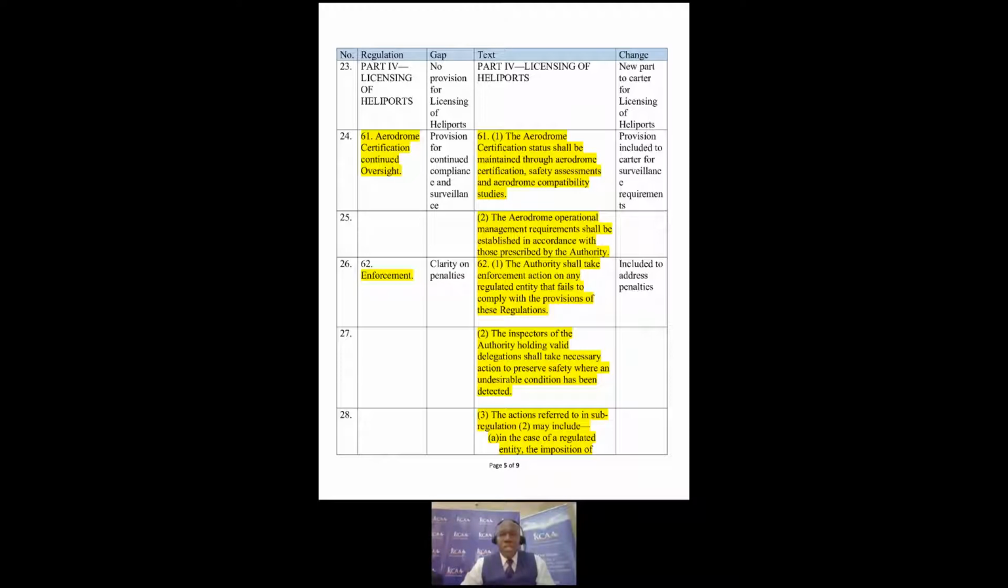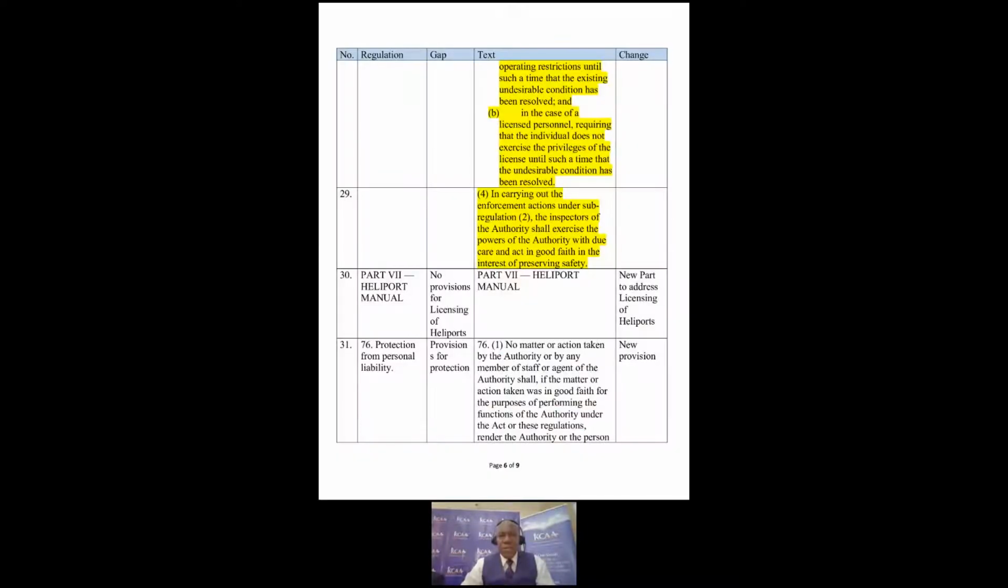Regulation 62, enforcement, has been reworded, and the rewording is aimed at ensuring that we have clarity on how we address penalties under these regulations. So if you read Regulation 62, we have reworded that to provide clarity in the administration of penalties in these regulations.